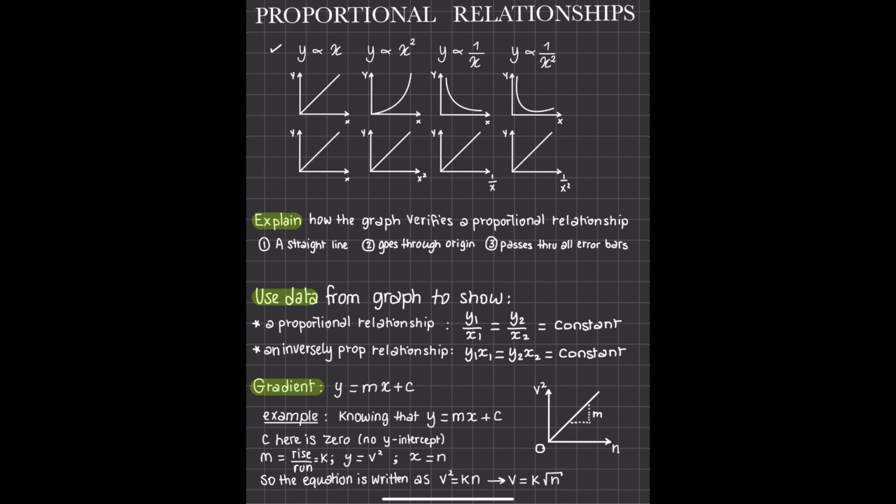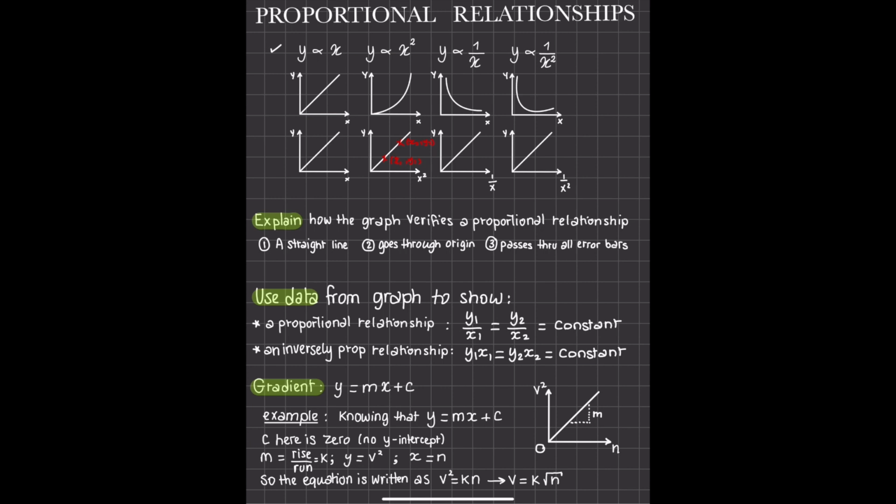However, if they ask you to use data from the graph to show a proportional relationship, then you have to pick on your graph, let's say we're dealing with the same one, this one. So you have to pick two points, x1, y1, and x2, y2, and you have to prove that y1 over x1 is equal to y2 over x2, and it's equal to a constant.